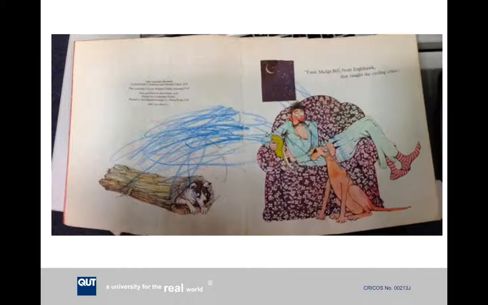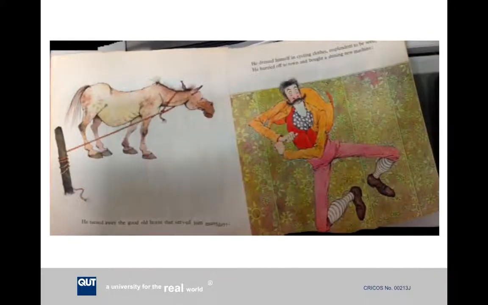'Twas Mulga Bill from Eagle Hawk that caught the cycling craze. He turned away the good old horse that served him many days. He dressed himself in cycling clothes, resplendent to be seen. He hurried off to town and bought a shining new machine.